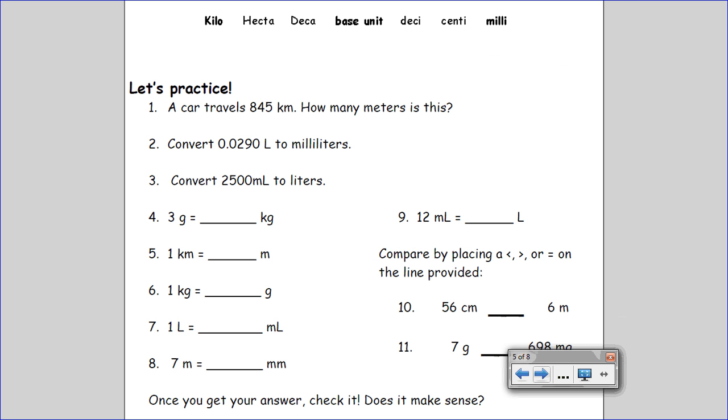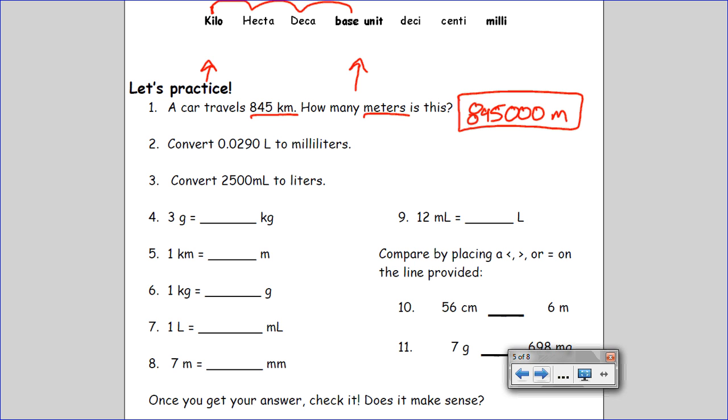So I put the trick up the top to help us remember, and I'll give you 2 examples of each. 2 examples of a large number becoming a larger number, and 2 examples of a large number becoming a smaller number. For example, 845 kilometers, how many meters is this? We're starting here at the kilo with 845, and we're going to end here at the base unit for meters. We want 1, 2, 3 steps to the right. So we take 845 and move the decimal place 3 steps to the right and replace the units kilo with meters. Put a nice box around it. We like to see that in our final answers.